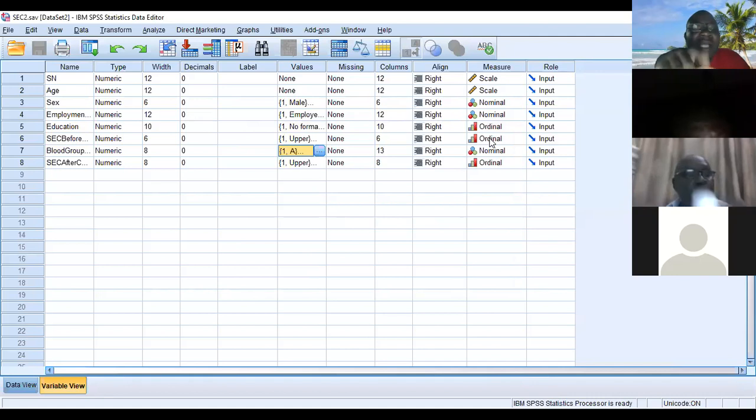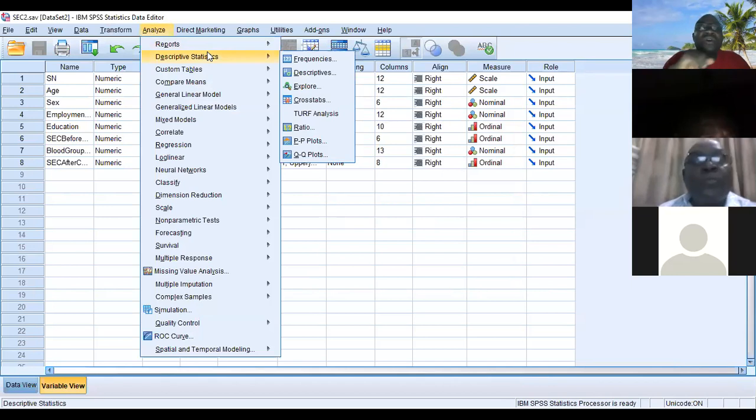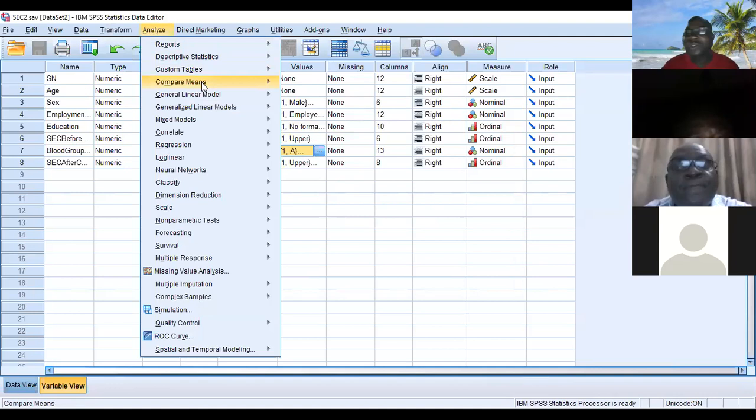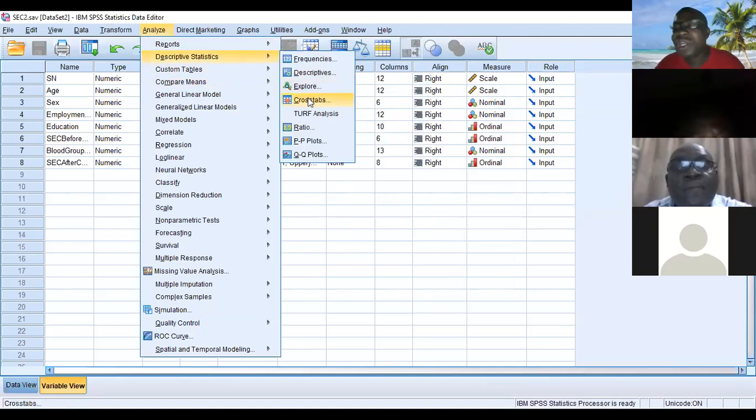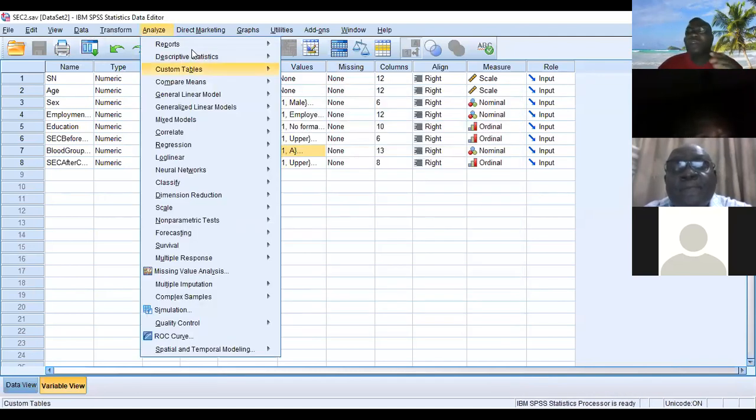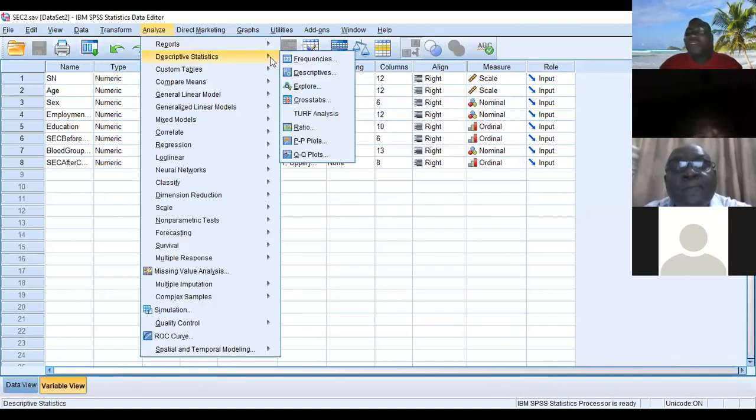So let's do the analysis now. Go to Analyze. Yesterday I said anything chi-square, you go to Crosstabs because it's categorical. But this one is not dealing with two categories. Crosstabs has to do with two variables, two groups or three groups. Here, it's only one variable.